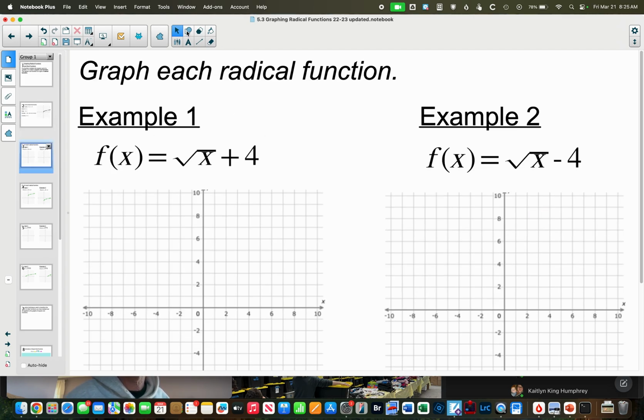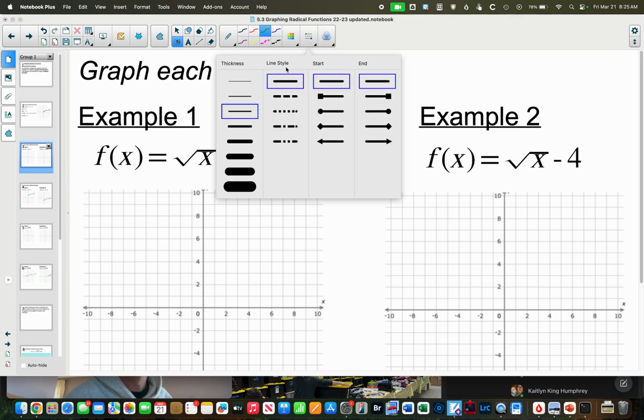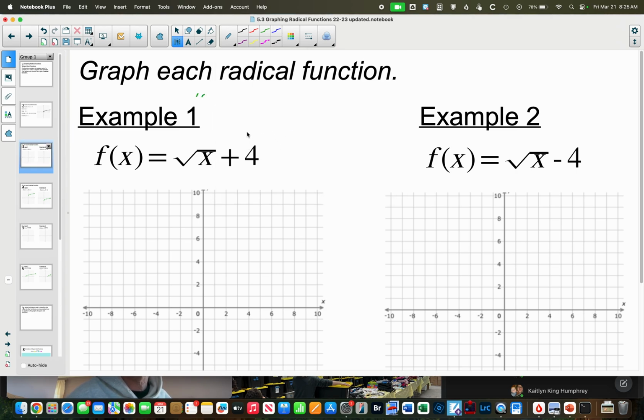Alright, everything that we learned about transformations still applies to square root functions. So square root of x plus 4, what's the transformation? This is up 4. So where the 0 was is now going to be up 4. Then you could go over 1. Square root of 1 is 1, so I could go up 1 from there. I could go over 4: 1, 2, 3, 4. And then the square root of 4 is 2, so I'm going to go up 2 from there. And I'm going to go over 9 to go up 3.